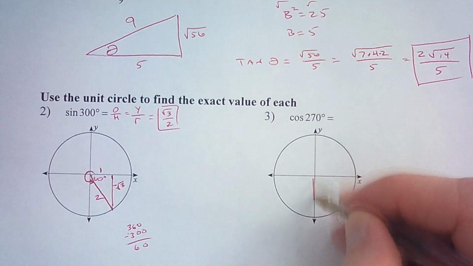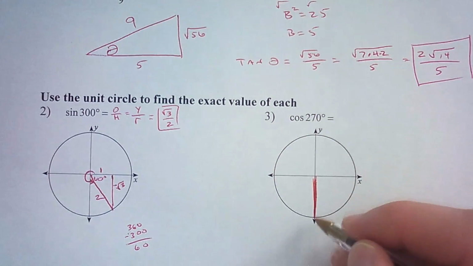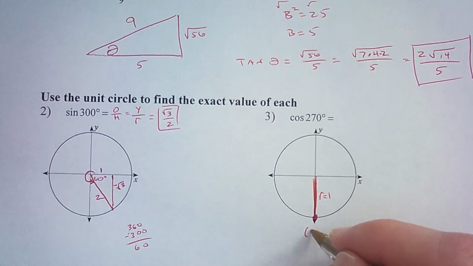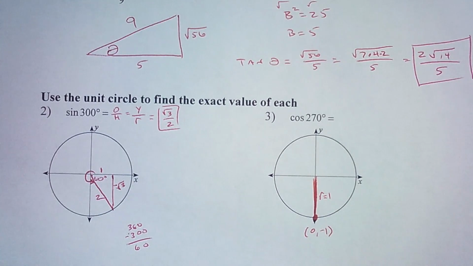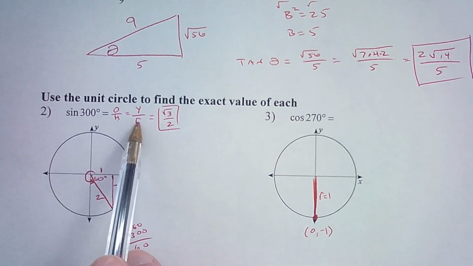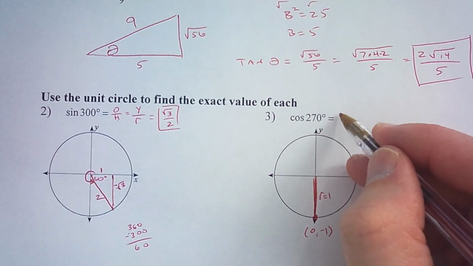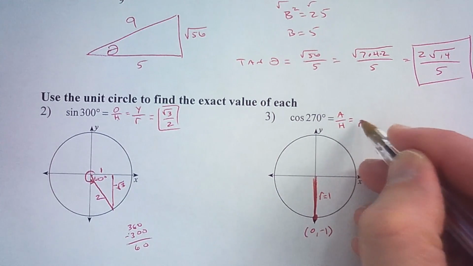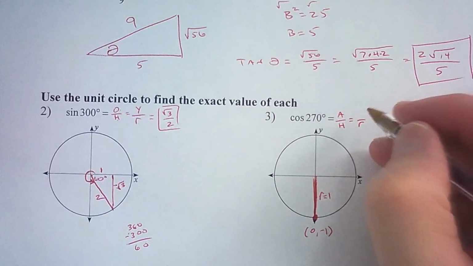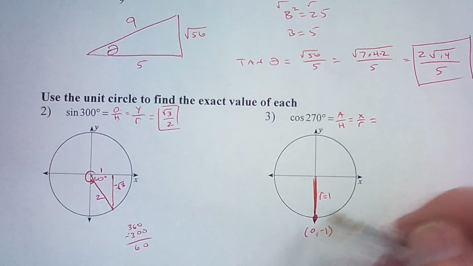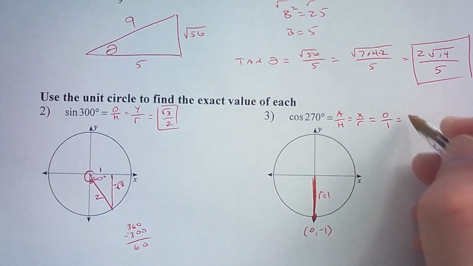Okay, then cosine 270. 270 is right here. Okay, so we'll make this a true unit circle where the radius is 1. And the coordinates here are 0, negative 1. Okay, now I made a note here that opposite is y, hypotenuse is r. Now cosine is adjacent over hypotenuse. Now I know hypotenuse is the radius. If opposite is the y value, then adjacent must be the x value. So x over r is cosine. Okay, so x over r is 0 over 1, which is 0.